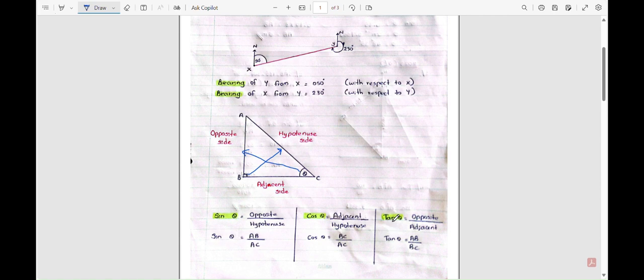Okay. Then what is tan? Tan theta we can find by dividing the opposite side length by the adjacent side length. The opposite side is AB, the adjacent side is BC. That means if you divide the length of AB by the length of BC, you will get the tan value of that corresponding angle. Now you should know that here sine theta, cos theta, or tan theta is not the magnitude of the angle. Those are the sine, cos, tan values of that angle.